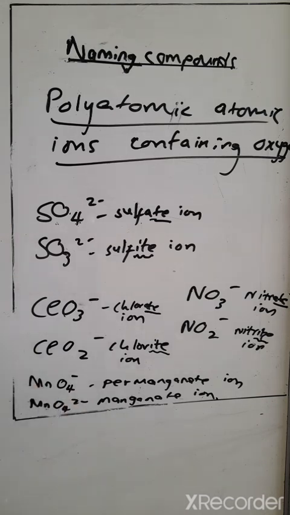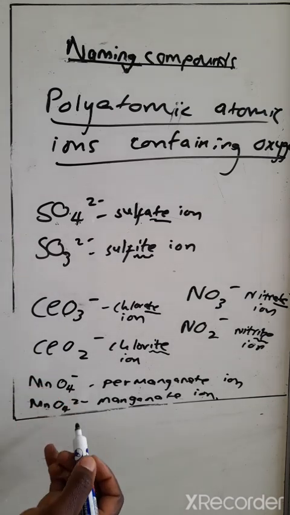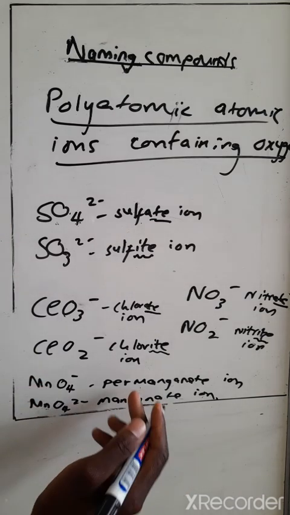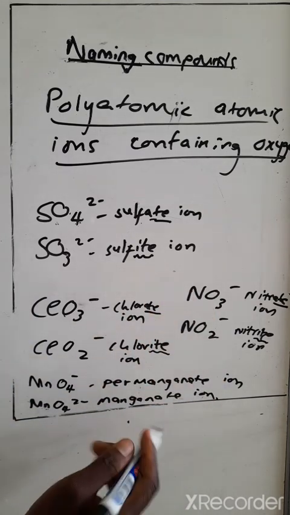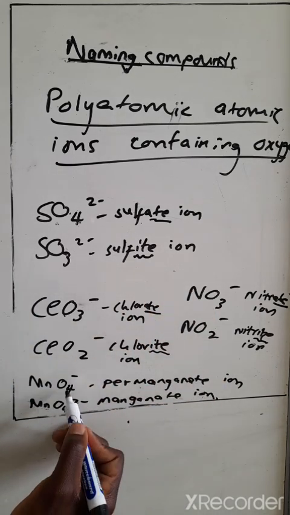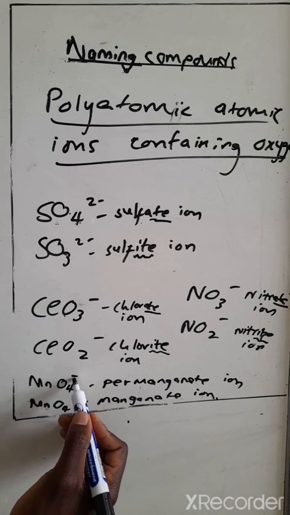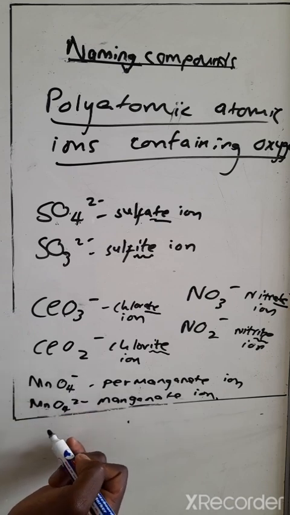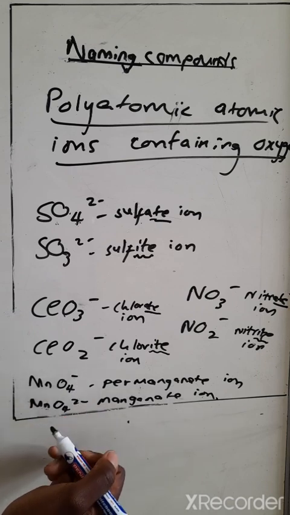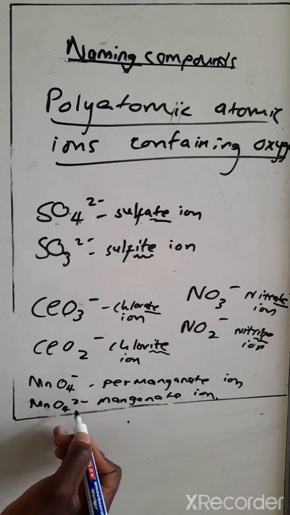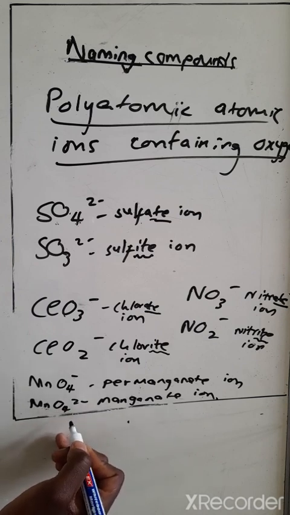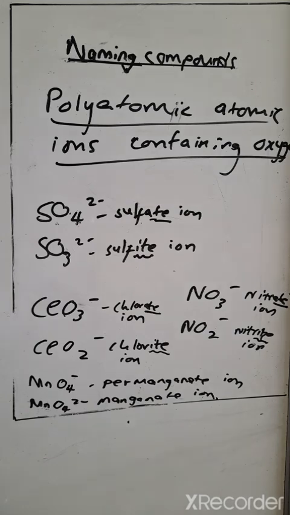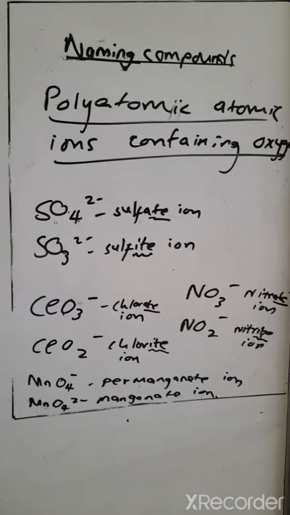And then the permanganate ion, you see, the difference between the two, unlike the ate and ite here, the permanganate ion has a net charge of -1, and then oxidation state of -1. And then what about this one? Manganate ion has -2. So those are different. That's the difference between the two.